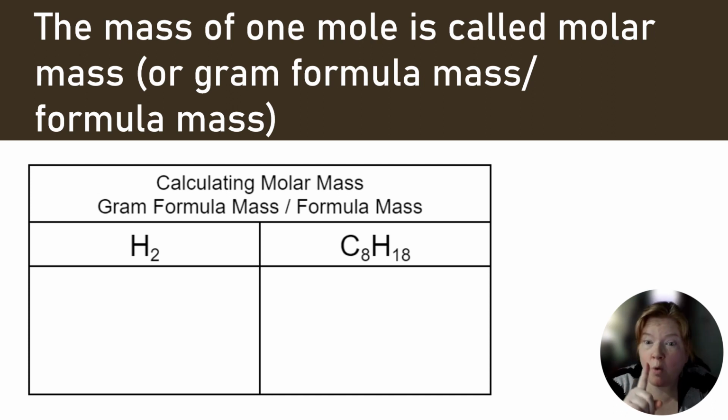The mass of 1 mole is called molar mass. Now that's logical, that makes sense, right? But it's also called gram formula mass, meaning the number of grams in the formula, okay, or just formula mass. So you have to remember that mass is grams, and so the grams in the formula, okay? But let me show you how to calculate it. So as I do this here, you are going to need to add this to your notes, okay?